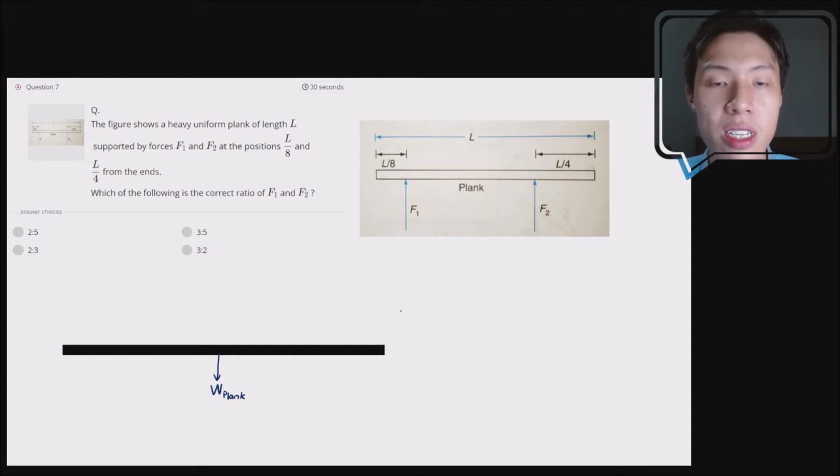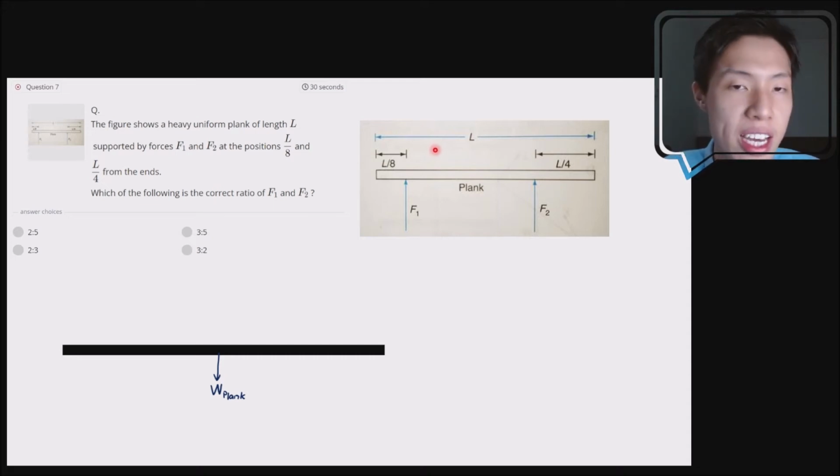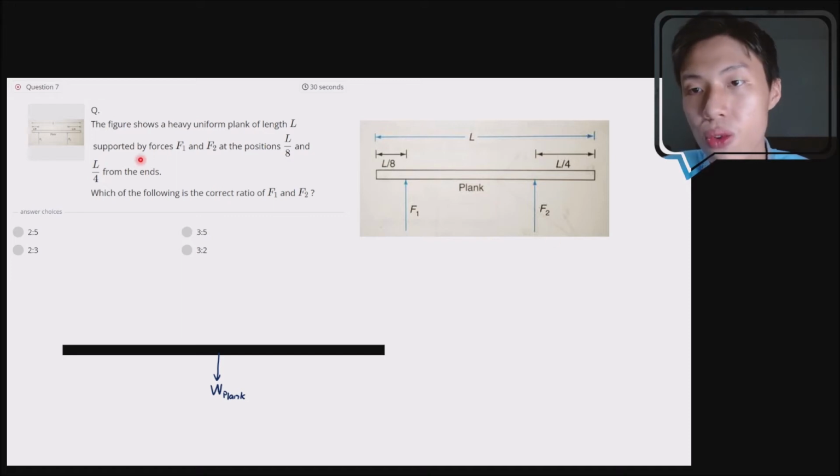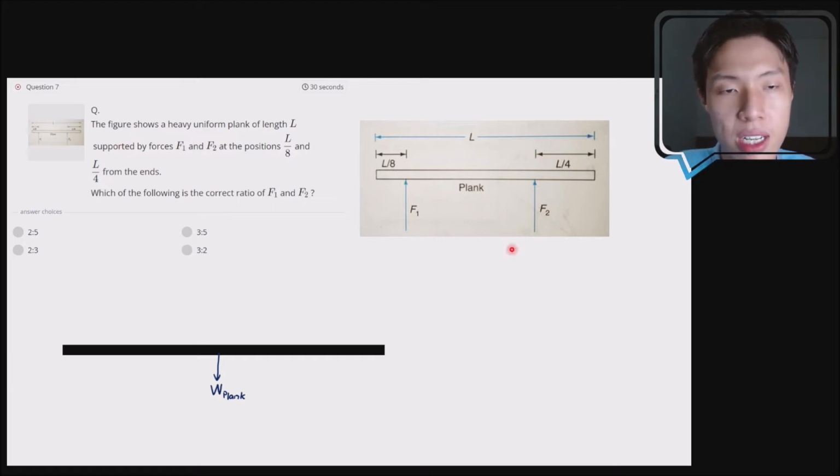Next, is this plank connected to any rope, strings or cable? No, they didn't say anything here. There are no strings, no ropes, no cable in the diagram, so no tension. Next, the third question, is there any force explicitly mentioned in the question? Well, there's F1 and F2. They say F1 and F2 are given support by something, so you can think of them as external forces. So let's label the external forces here.